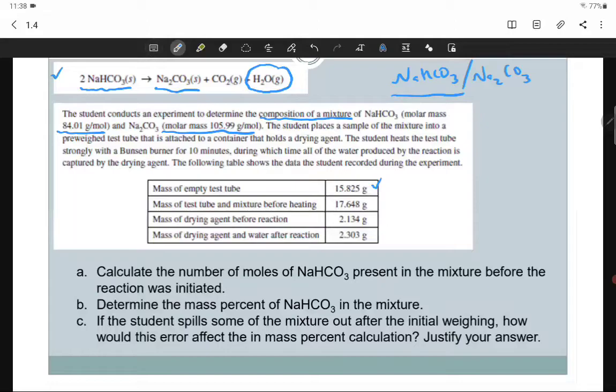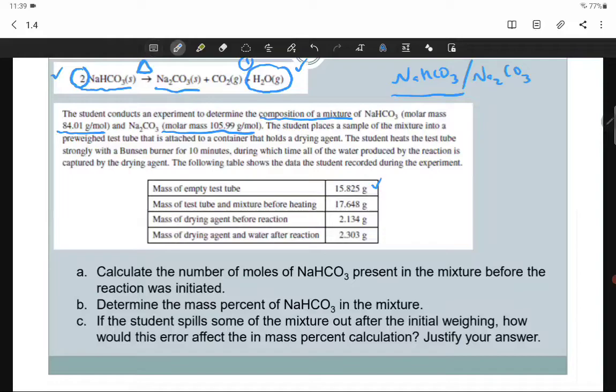The student heats the test tube strongly with a Bunsen burner for 10 minutes. So this reaction only happens, that's a triangle, when you add heat to it, during which time all the water produced by the reaction is captured by the drying agent. Okay, so we can figure out that number. And if we can figure out one part of the chemical reaction, we know all the other parts of the chemical reaction. So it looks like it's a 2 to 1 reaction.